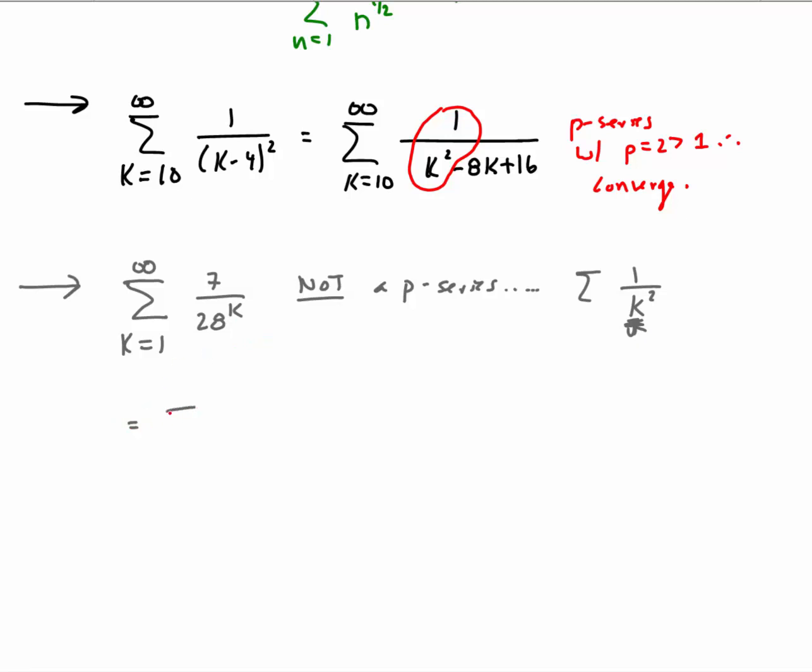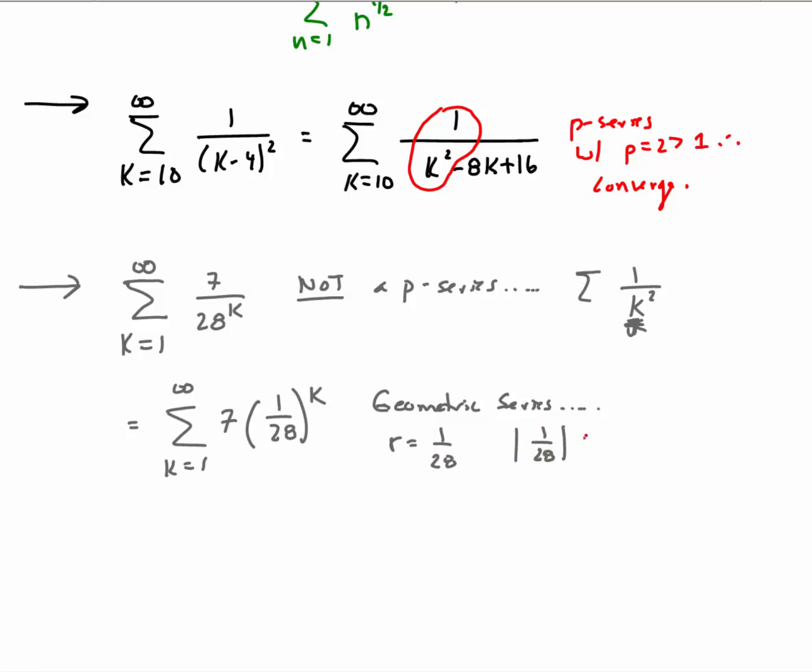What this is, and I think this is a pretty easy rewrite. This should look familiar. Pull this 7 out front, and this would be 1 over 28 quantity to the k. So with a quick little rewrite, this is a geometric series. So again, name the test. It's a geometric series. And with the geometric series, what I care about is this value for r. So r is equal to 1 over 28. So the absolute value of 1 over 28 is definitely less than 1, therefore this converges.